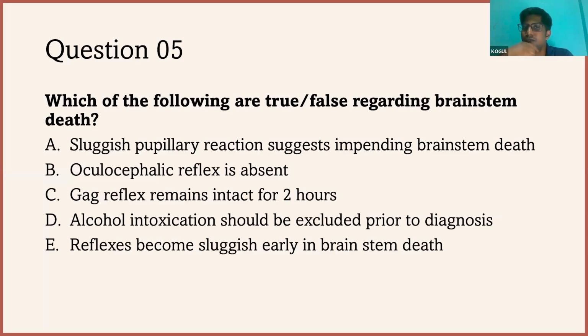The alcohol intoxication should be excluded prior to the diagnosis. That is important because alcohol intoxication also suppresses the brain stem and brain, so it can also mimic brain death. So we have to exclude the alcohol, even other sedative drugs also we have to exclude, and then only we confirm the death. So that is true. Reflex becomes sluggish in early brain stem death. Other reflexes also, I told you the motor reflex and other reflexes also will not be there. So these are the things you should know to confirm the brain stem death. So these are the answers.